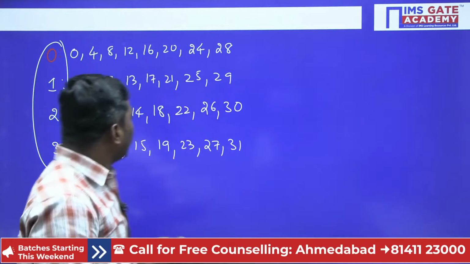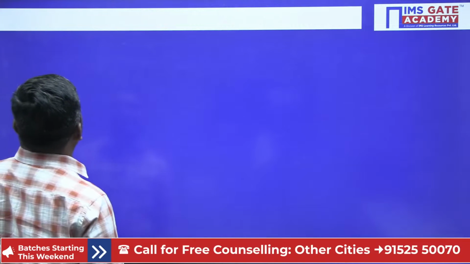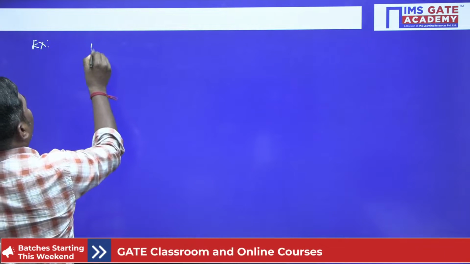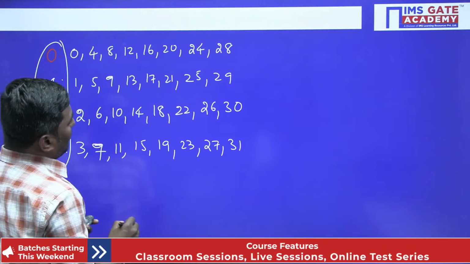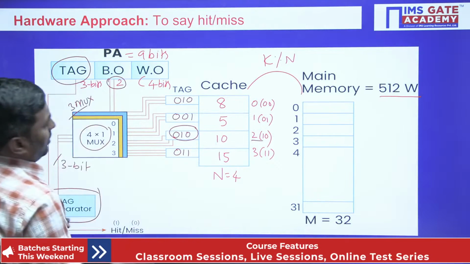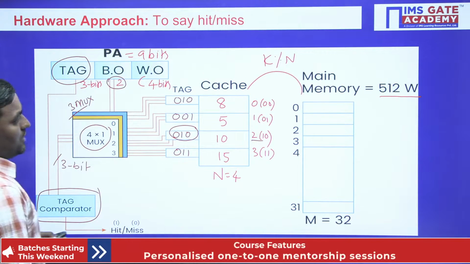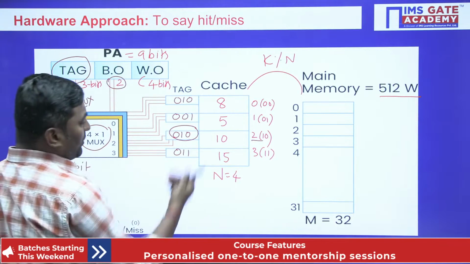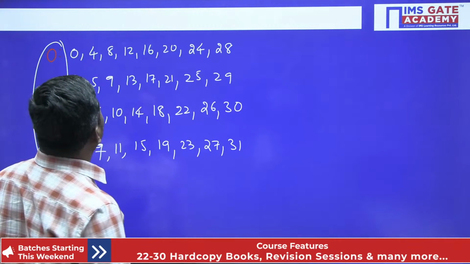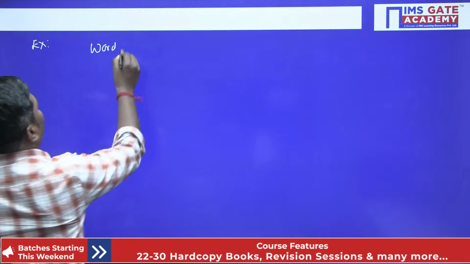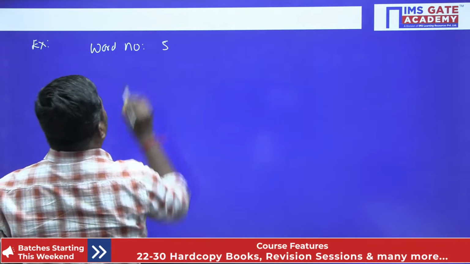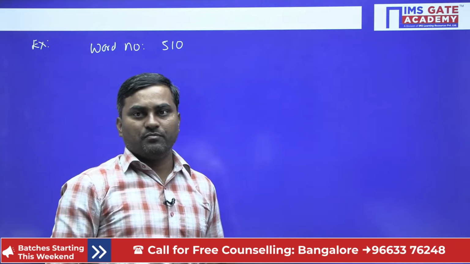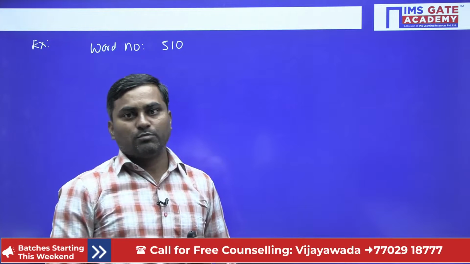Now I can take an example. Suppose the blocks are 8, 5, 10, and 15. Suppose I want to read word number 510. Whether it is present in the cache memory or not, we'll observe.